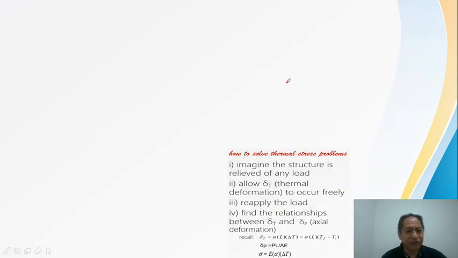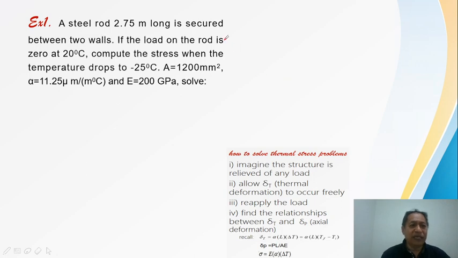So, let us have a problem. Problem number 1. There is a steel rod having a length of 2.75 meters that is secured between two walls. If the load on the rod is 0 at 20 degrees Celsius, then compute the stress when the temperature drops to negative 25 degrees Celsius. The area of the section is given, 1,200 square millimeters. The coefficient of linear expansion is 11.25 micrometer per meter degrees Celsius. This is equivalent to 10 to the power of negative 6. So, just take note.